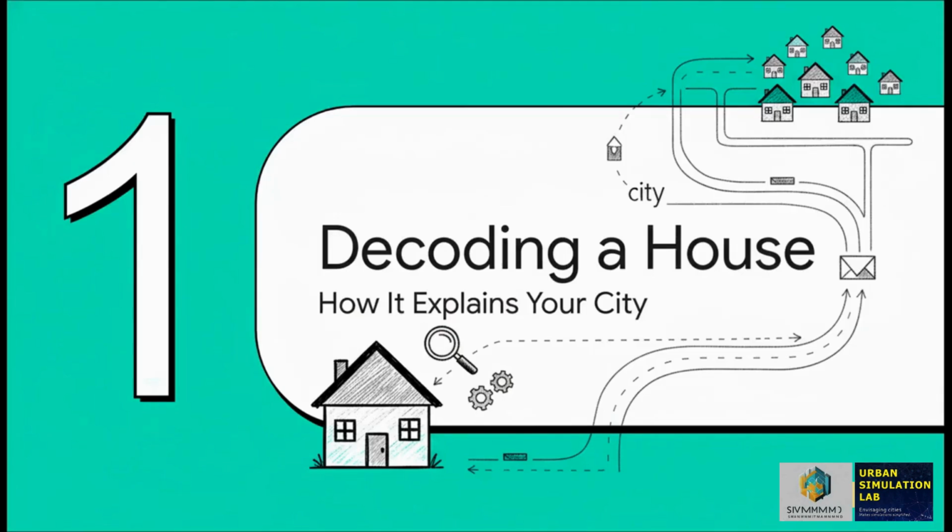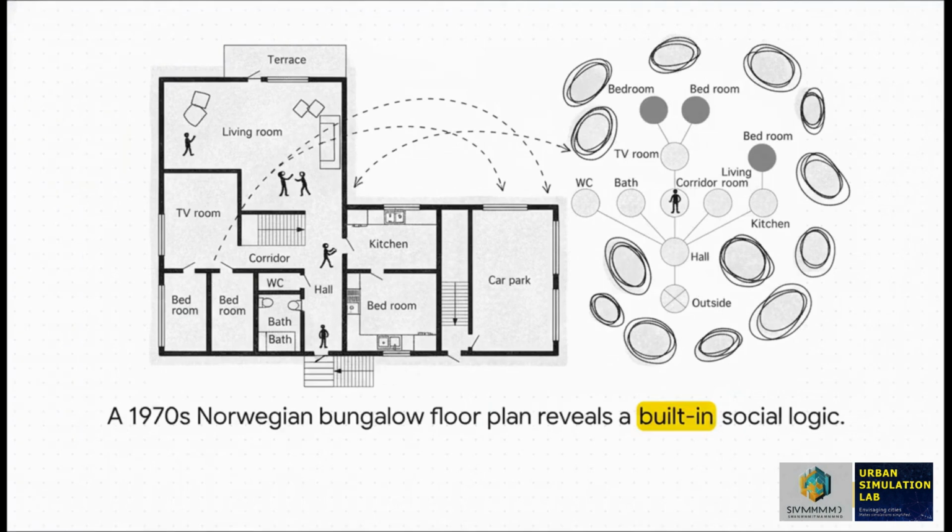Okay, to really get our heads around the logic of a massive city, we're going to start small. Like, really small. We're going to start with something we all understand: a single house. So take a look at this. It's a pretty standard floor plan for a bungalow from the 1970s. And even in a simple layout like this, there's a built-in social logic. The way the rooms and doorways are arranged basically dictates how people move, where they're likely to hang out together, and where they can go to get some privacy.